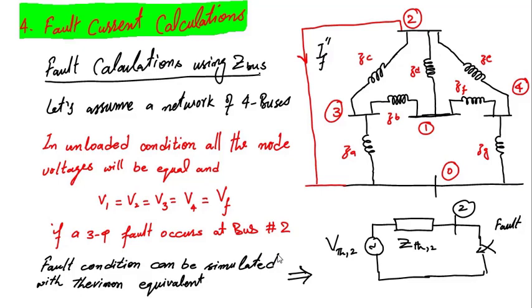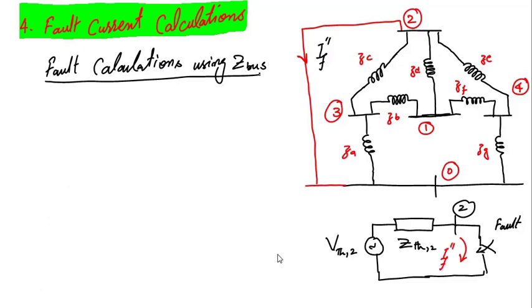And what we have done with that Thevenin equivalent, we have connected a parallel branch through a switch. That switch is the simulation of the fault. When we close the switch, a current IF double dash will flow, which is equivalent to the fault current. Now from this single loop equation, we can find out the fault current. First let's see what this V Thevenin 2 is. This Thevenin voltage 2 is actually V2 equal to Vf, that is the pre-fault voltage at the faulty bus.